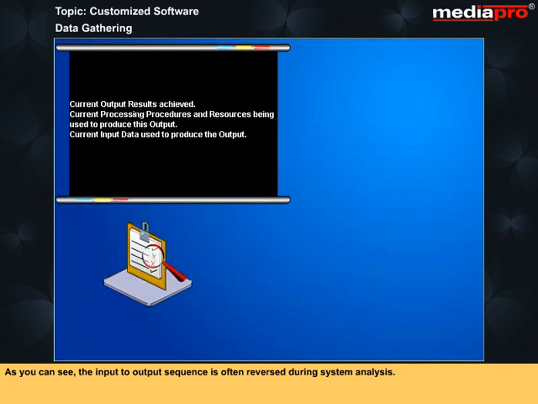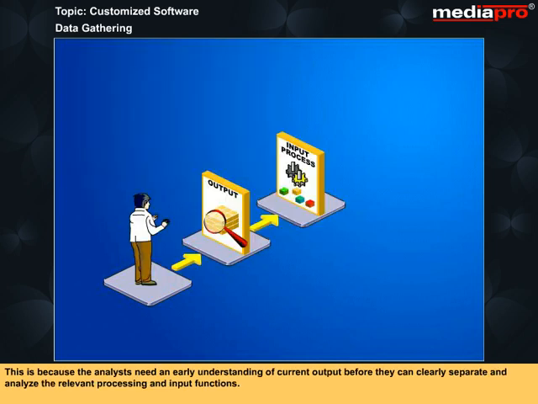As you can see, the input to output sequence is often reversed during system analysis. This is because the analysts need an early understanding of current output before they can clearly separate and analyze the relevant processing and input functions.